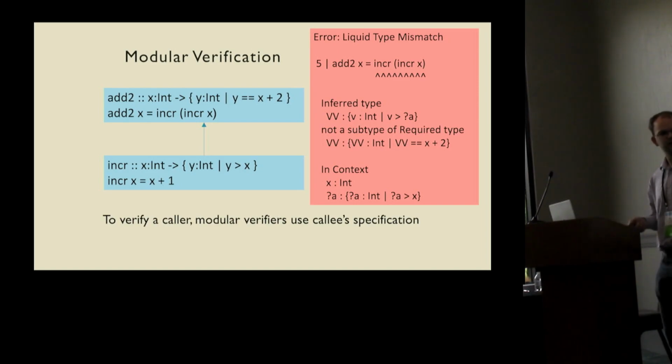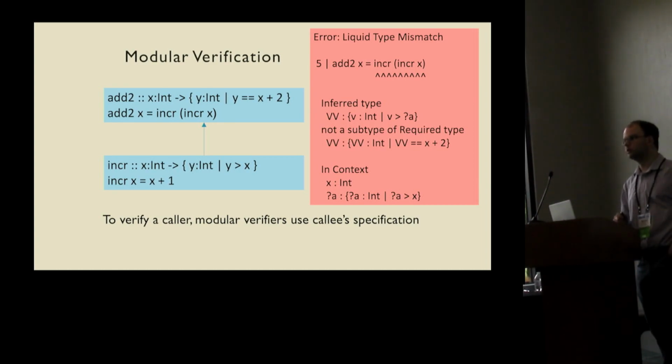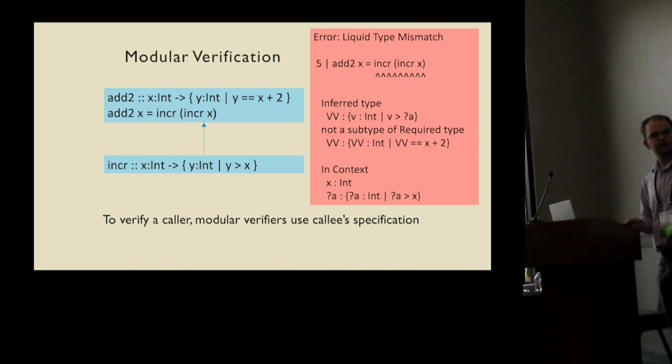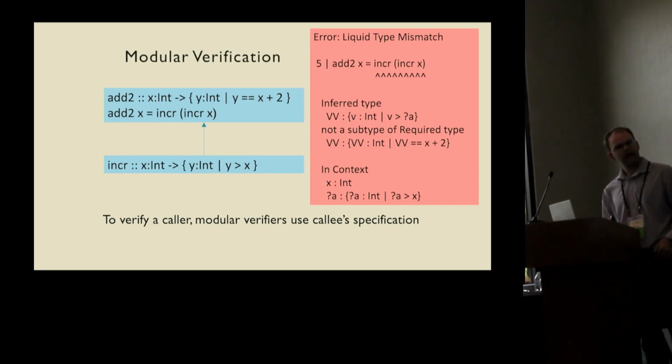And really what's happening is that when we're verifying a caller, like add2, a modular verifier is only going to use the specification of called functions. It's not actually going to look at the definitions of those functions. And so when trying to verify add2, the verifier is not actually going to see this whole picture. It's only going to see this part of the picture. It's going to know that incr's output is greater than its input, but it's not going to know by exactly how much. So how can we use symbolic execution to help here?